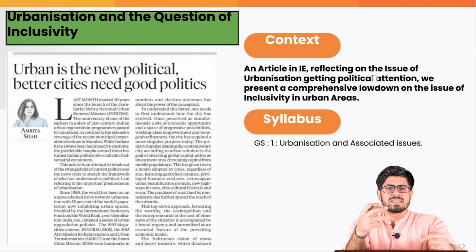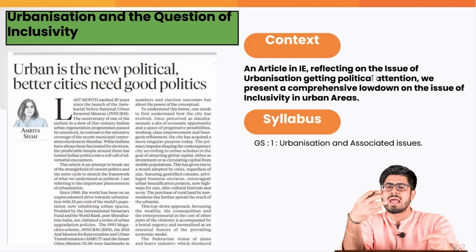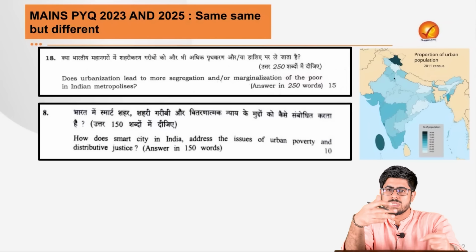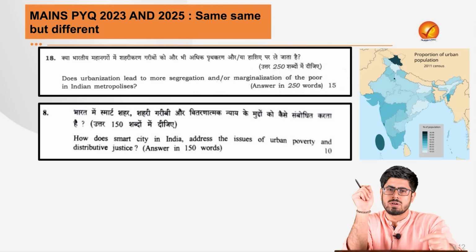We discuss this in light of a recent write-up that has appeared in the Indian Express, where the writer is taking up the issue of inclusivity in the urban areas because of the policy of urbanization that has been working. From the syllabus point of view, it is GS Paper 1 in society. They cover the topic of urbanization and its associated issues. Not just from the syllabus, it is a favorite topic of UPSC because for the past 2 years they have been asking questions on the inclusivity aspect of urbanization.